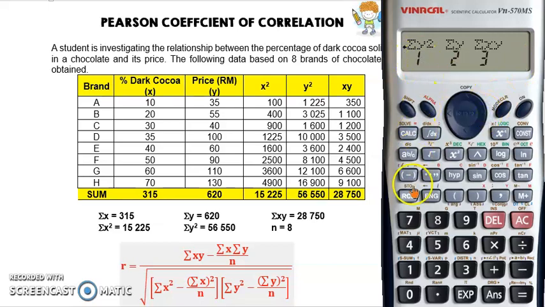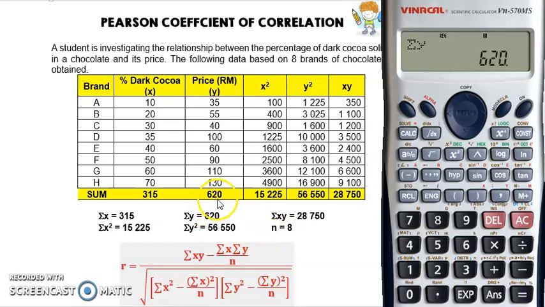Okay, so for summation of y square, number 1, you press 1 and then you press equal. So we get 56,550. If you want summation of y, again you press shift 1, press right arrow here. Summation of y is number 2, you press 2 and then equal.